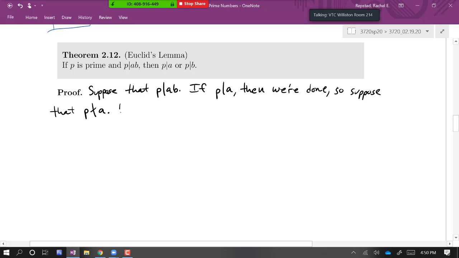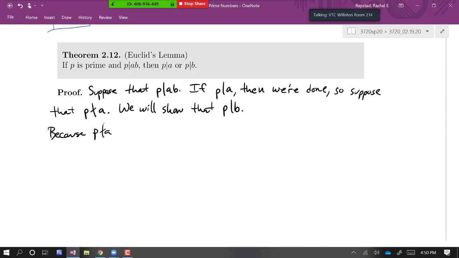What are we going to show? We will show that P divides B. Because P does not divide A, and P is a prime, right? P is a prime that does not divide A. That means that A and P are relatively prime. That means that the greatest common divisor of A and P has to be 1.